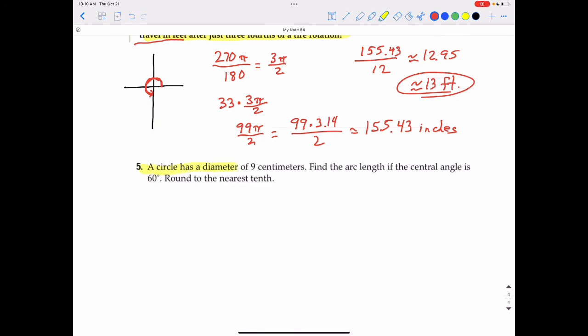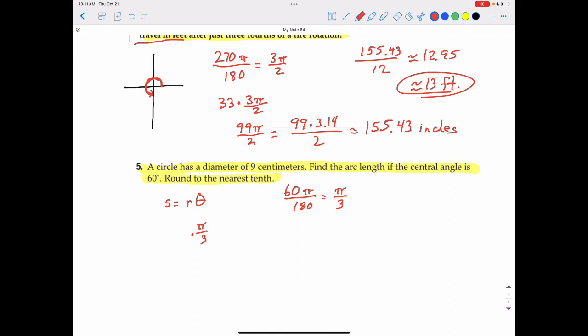A circle has a diameter of 9 inches. Find the arc length if the central angle is 60 degrees, rounding to the nearest tenth. Okay, so yet again, we can use the formula for arc length. Arc length is going to be the radius times theta. But theta has to be in radians, so I need to convert 60 degrees to radians, so that would be 60 pi over 180. 60 over 180 is 1/3, so this is the same as pi over 3. So I'll replace theta with pi over 3.